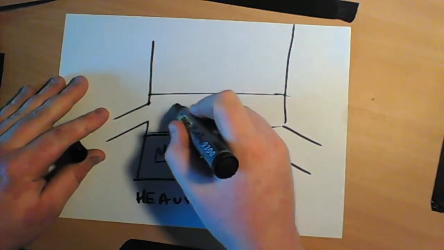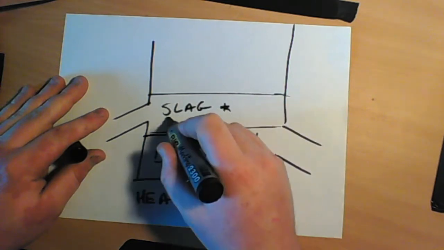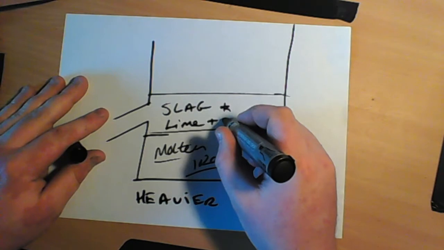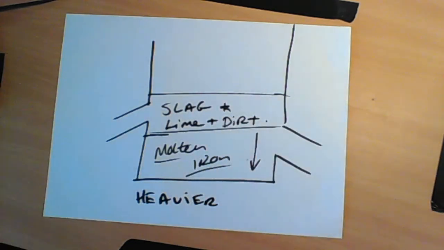Whereas your other thing, this would be what you call your slag. That's a mixture of lime and dirt and grease or whatever you want to call it. Impurities in the main work. That floats to the top.